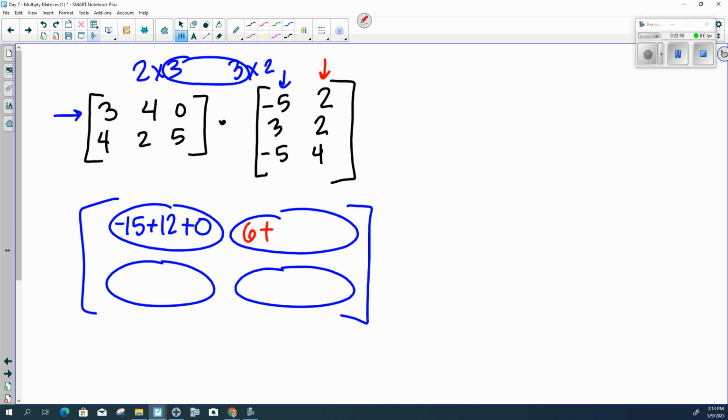4 times 2. Emery, what are the next two numbers I pair up? You're welcome to write 0 times 4. Some people like that better. Trying to give you some different options.